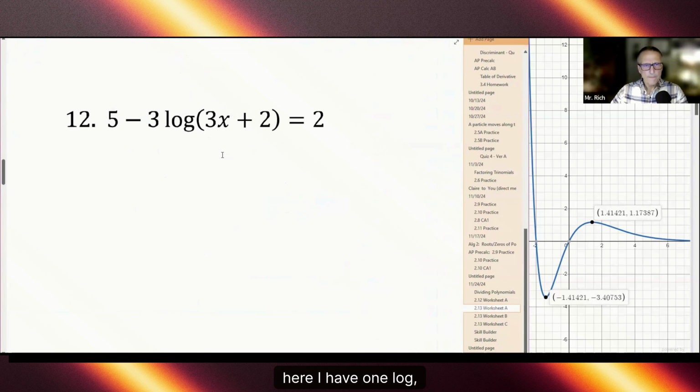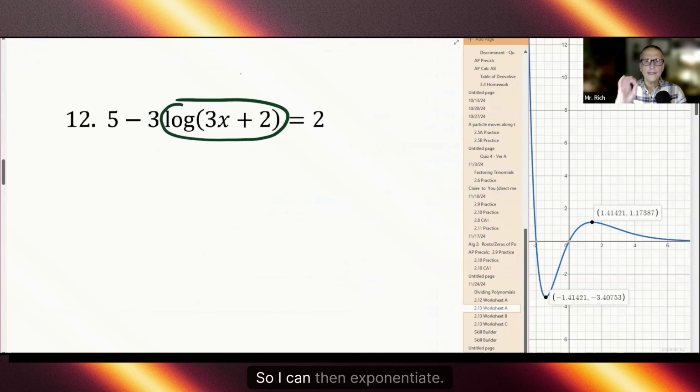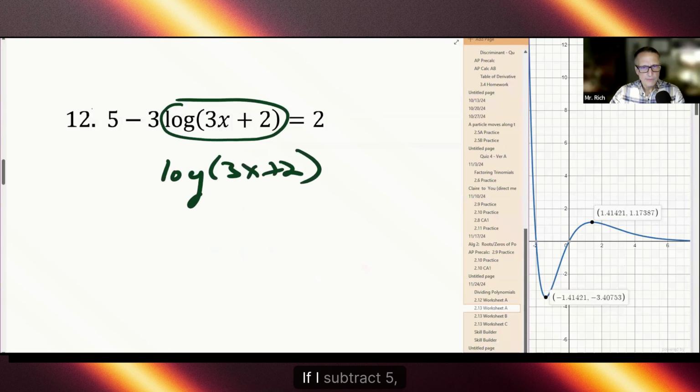Here I have one log, and remember, my job here is to isolate the log portion so I can then exponentiate. I'm going to subtract 5 and then divide by negative 3. So I'm doing some mental algebra here. If I subtract 5, I get a negative 3, and then I divide by negative 3, I get a 1.